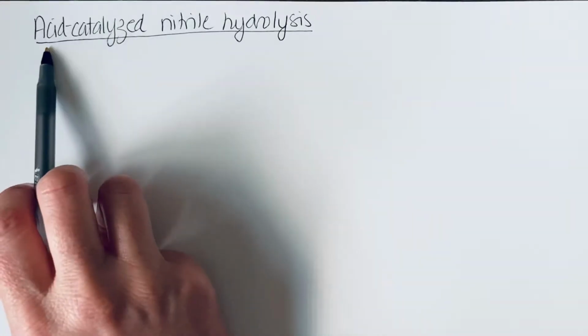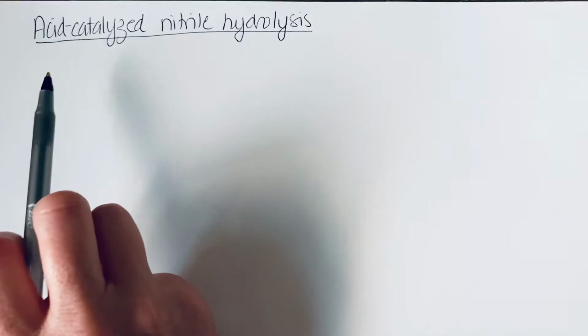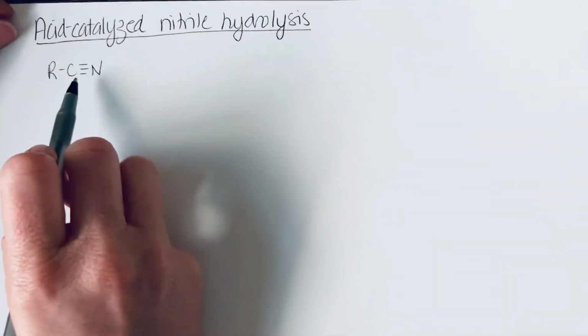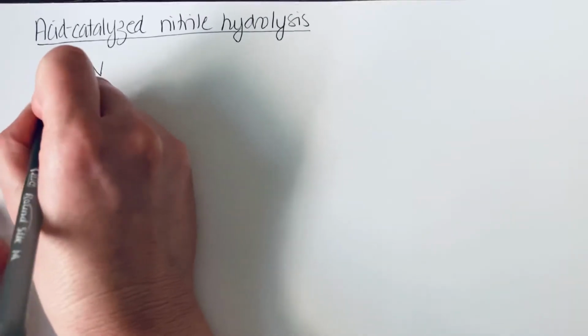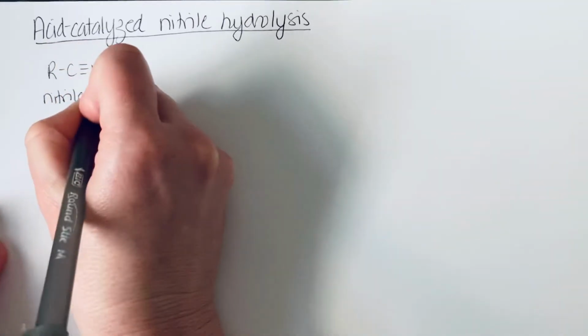In this video, we're going to take a look at the acid-catalyzed hydrolysis of a nitrile. So the general formula for a nitrile is this. You have a carbon with a triple bond to nitrogen. And so this is a carboxylic acid derivative.